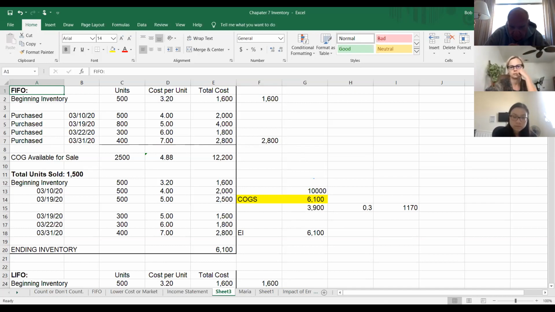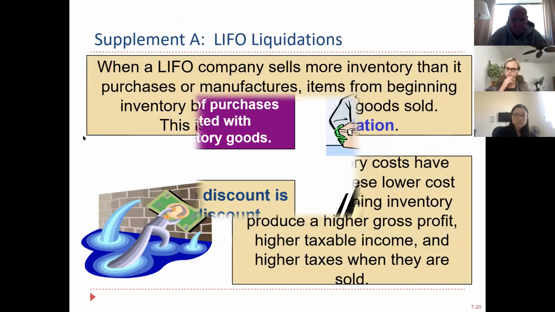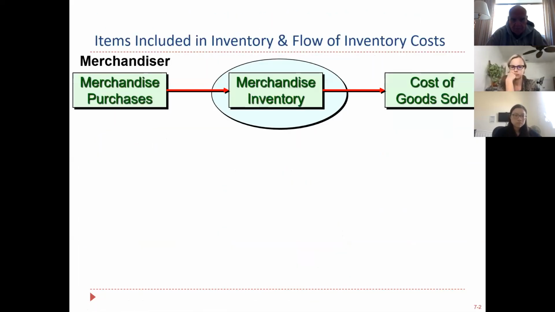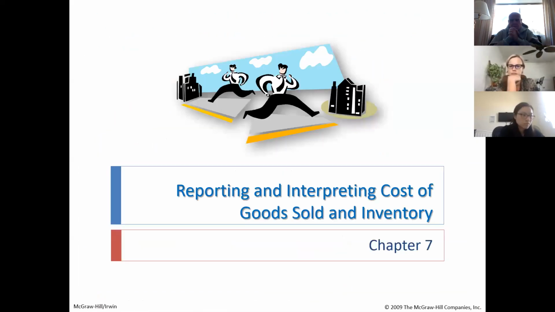Okay, let me share again. Share and share alike, huh? Okay. So let's go through this here. Cost of goods sold and inventory.